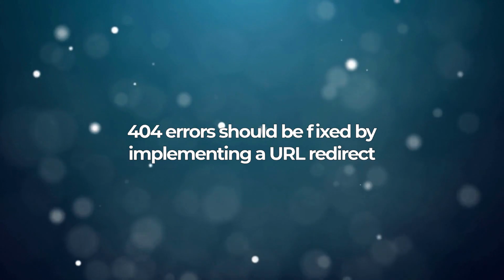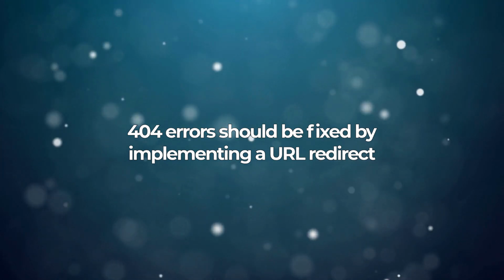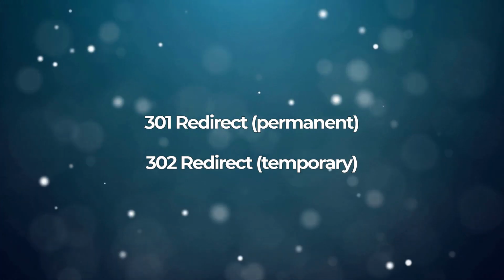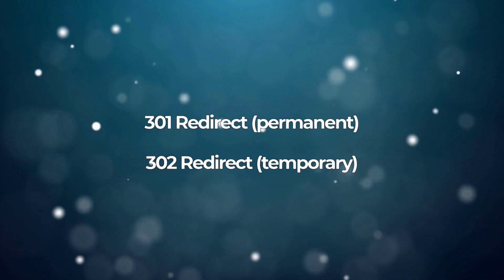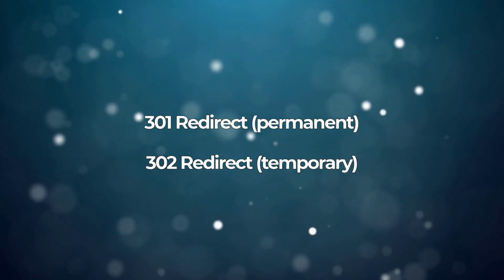The most common way to do this is by implementing a redirect of your old URL to the new one. There are two types of redirect you should consider. First is a 301 or permanent redirect, which is the most useful for SEO, or a 302 temporary redirect. The search engines handle these differently, so you should choose the correct method when fixing your 404 errors.